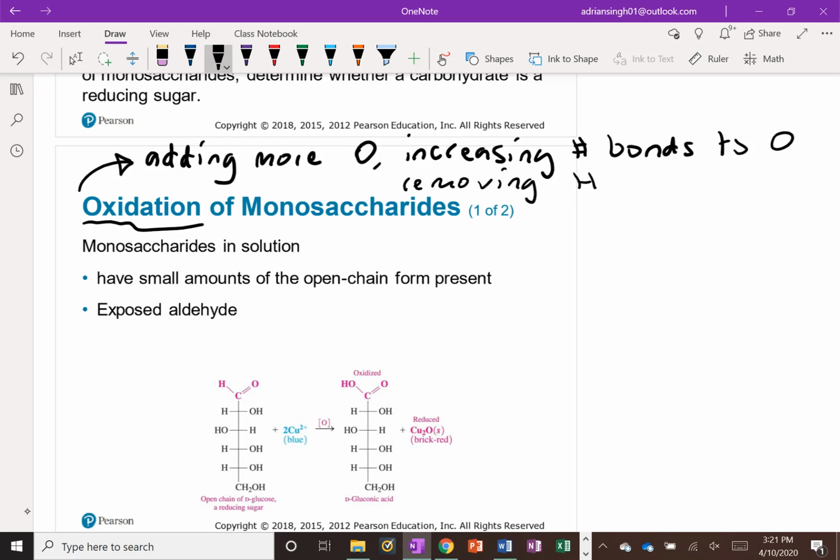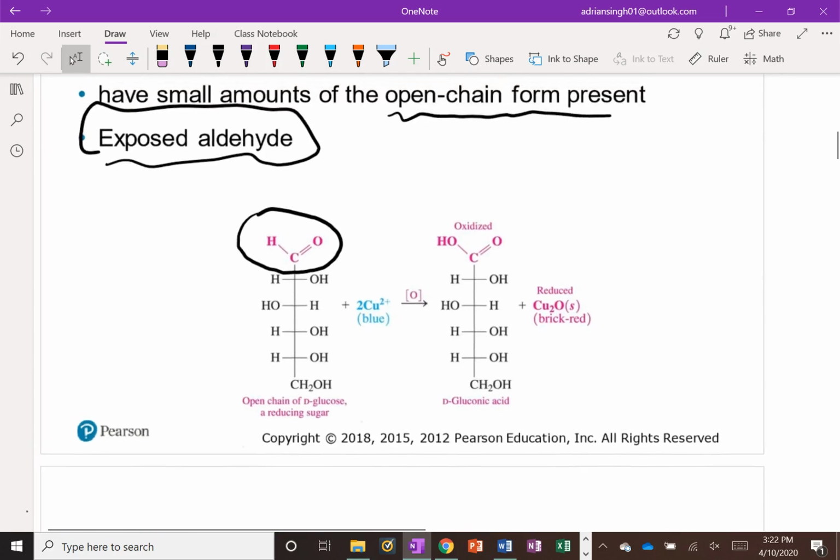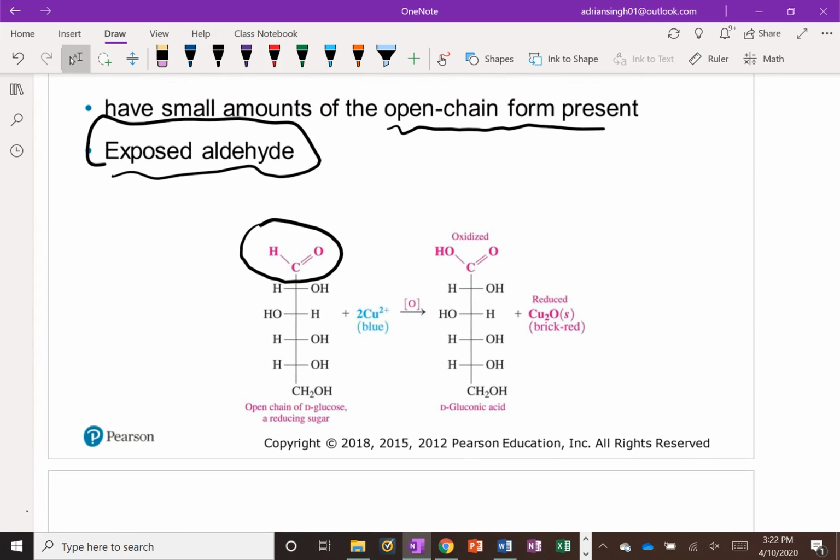So the key thing about our monosaccharides that we want to focus on when it comes to oxidation is that in solution, we said the monosaccharides typically are going to be in the ring form, but keep in mind that they still also exist in the open chain form. And that is extremely important because in the open chain, they're going to have that exposed aldehyde, which is going to be this functional group here in the case of glucose, right? So the fact that we have that aldehyde exposed now means that we can oxidize it, and we saw this in the previous chapter.